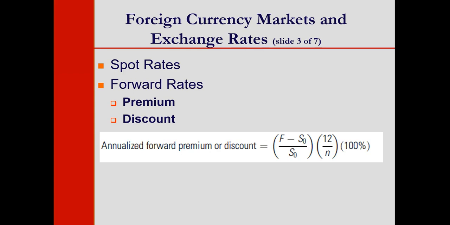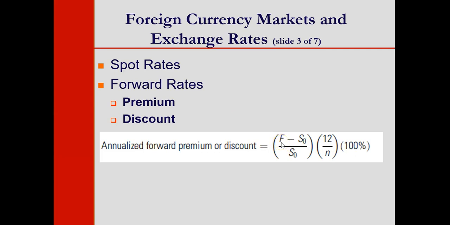And it is also possible that the other currency is getting weak. So the forward rate, if it is less than the spot rate, that is considered as forward discount. And if you want to calculate the annualized forward premium or discount, this is the formula that you will use. This is the forward rate.